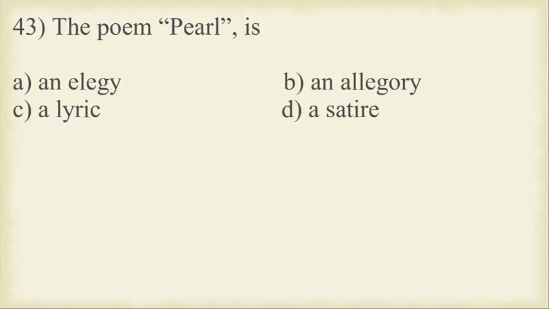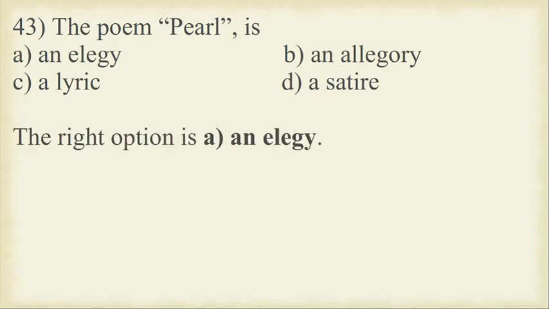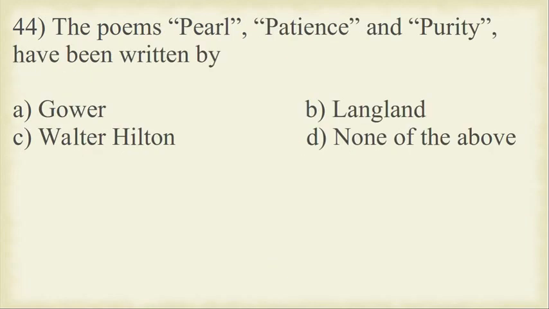Question number 43. The poem Pearl is option A an elegy, option B an allegory, option C a lyric, option D a satire. The right option is A, an elegy.